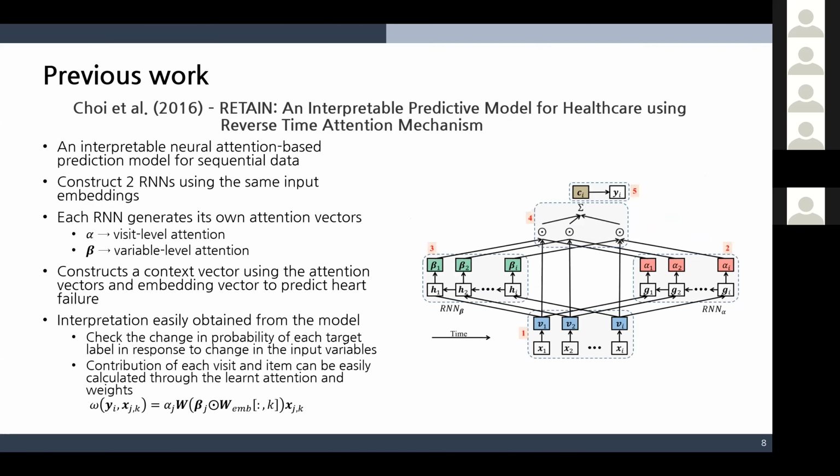And lastly, because our model is based on Retain, we included a short recap of Retain that we all learned in class. Retain learns two RNNs from the input embedding, where one network learns the visit level attention and the other learns the item level attention. These attentions are then combined with the embedding vector to create a context vector, which is used for the final prediction. Because Retain provides interpretability regarding both time level and item level input, we use this model as our building block for our multitask model.